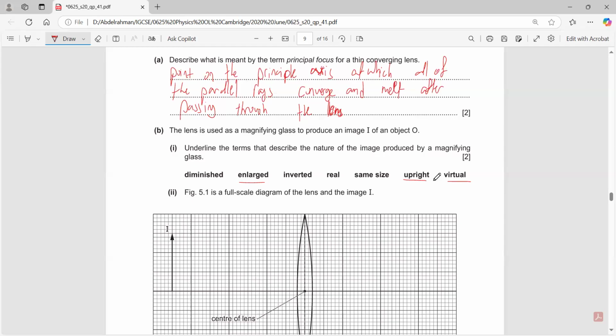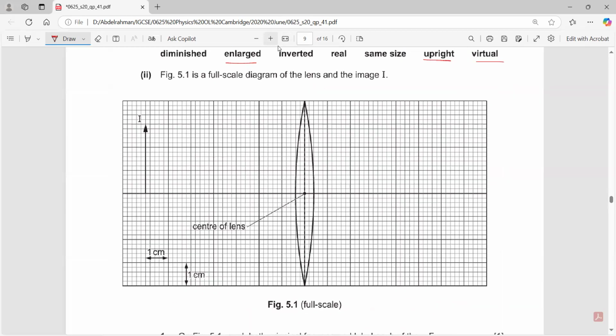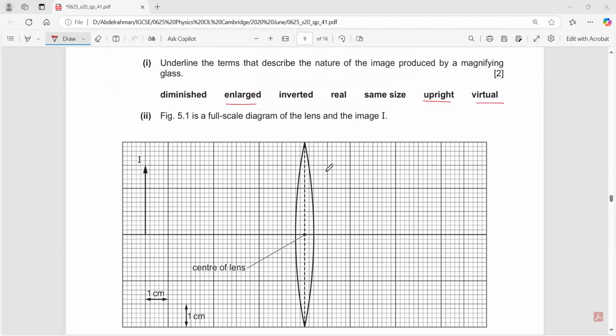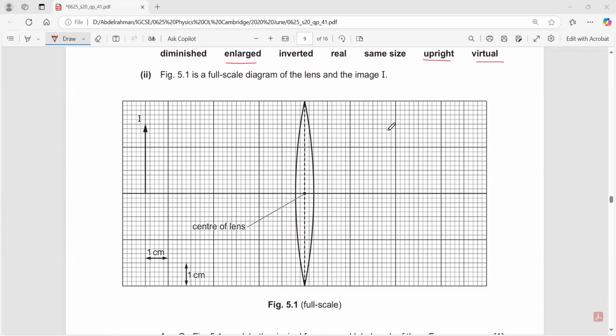This is a rather, I don't want to say difficult drawing, but it's a newer way of solving this question. In this question, we have an image, and he said that this image is produced by a magnifying glass. Images produced by magnifying glasses are usually upright, virtual, enlarged, and on the same side as the object.